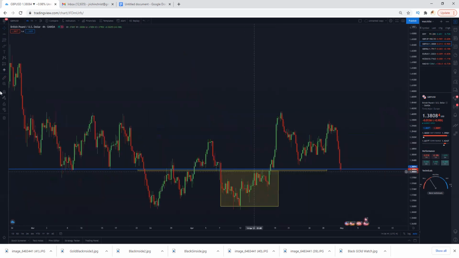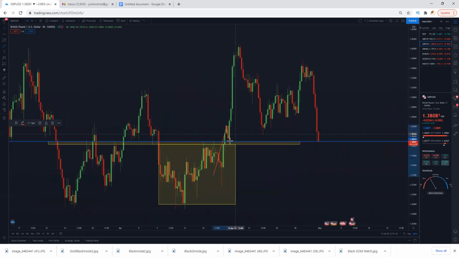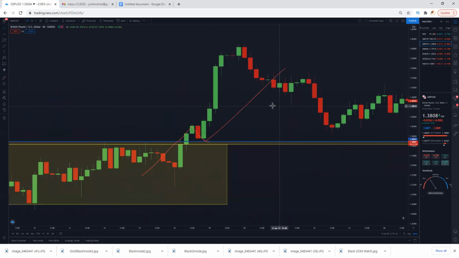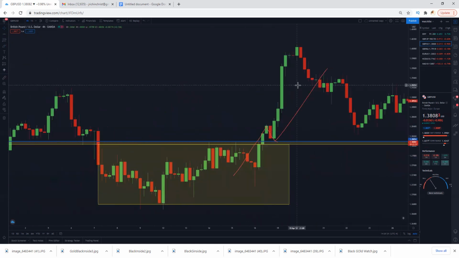Even right here on the psychological level, what did the market do? It broke. Dang. It broke, and what did it do? It retested. What happened after that? It went back up. So, guys, break and retest is like the simplest strategy. You just have to know when to do it, and you have to pay attention to the candles.